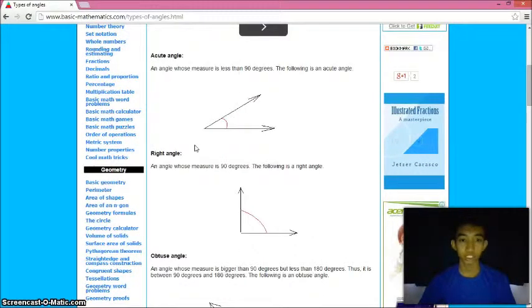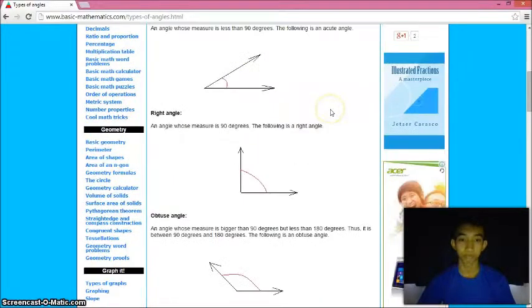Okay, first, acute angle. An acute angle is an angle whose measure is less than 90 degrees. So this is how an acute angle looks. Any angle that is less than 90 degrees is called an acute angle.